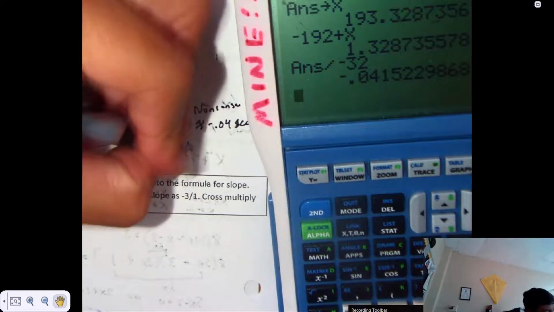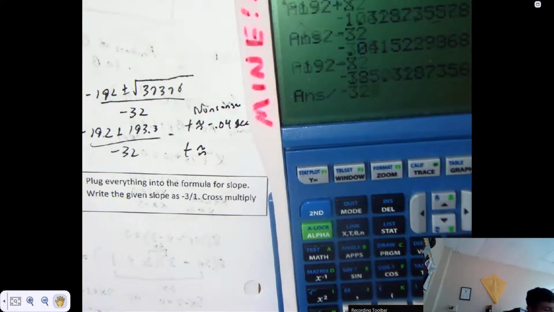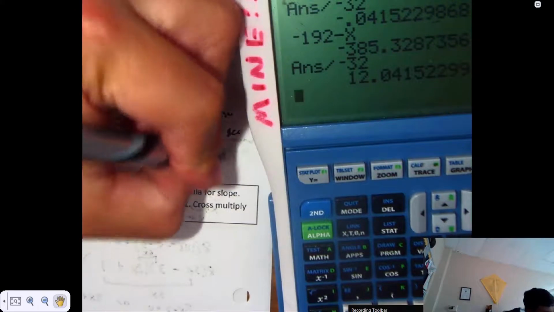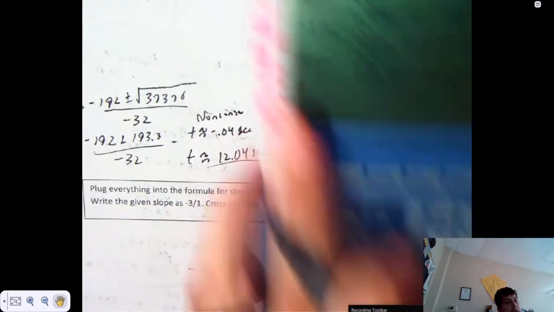Now, the other time would be where I did the subtraction, because I did the addition up here, and then divided by negative 32. Now, that time makes sense, 12.04 seconds. That squirrel was in the air for a long time, kids.